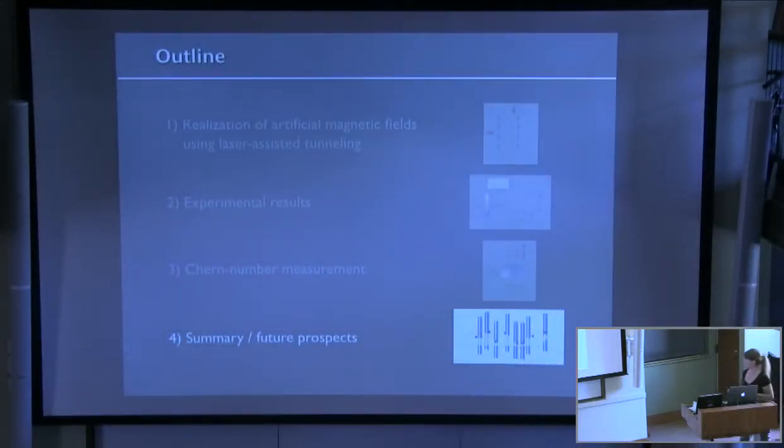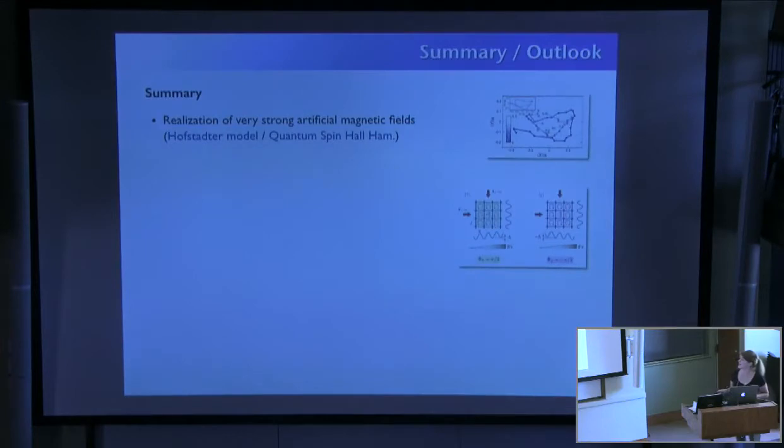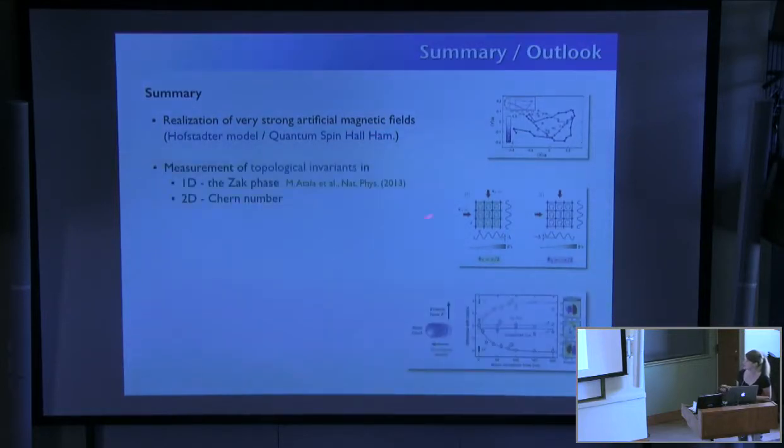Okay, so with this I would like to conclude. I have shown you how we can create artificial magnetic fields in our optical lattice and how we can realize or engineer quantum spin Hall Hamiltonians. We have performed measurements of topological invariants actually in 1D and 2D, where today I was only talking about the Chern number measurement. And further work we did was in the direction of topological charge pumping. If you're interested, I can say more about that.